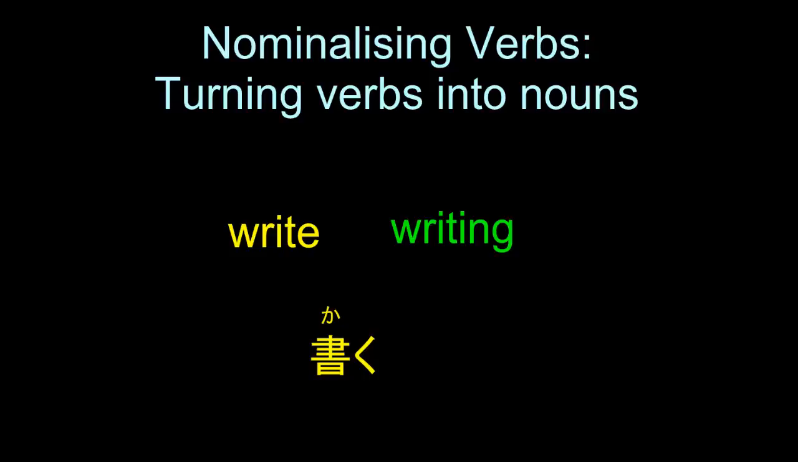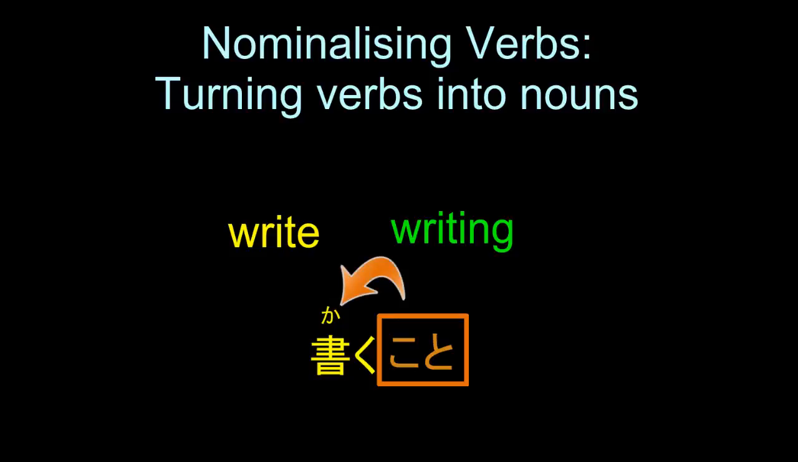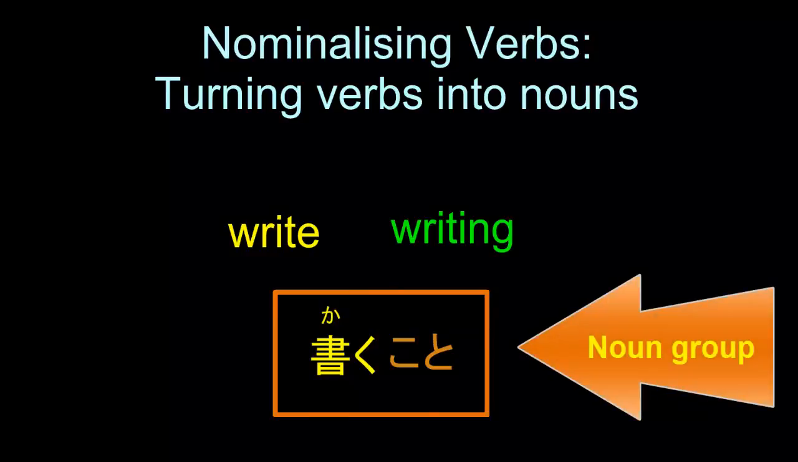And the final step, or step 2, is simply adding koto to the end of that plain form verb. And koto means thing. It's not a tangible thing. We can't touch it. It's not that sort of thing like a table or a chair. It's an intangible thing. It's something we can't touch. An idea, a concept, something like that. So kaku koto is the thing which is writing. That's a noun. And now we can use that noun group in any sentence where a noun would normally go.